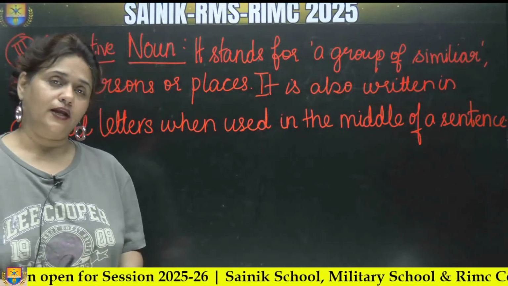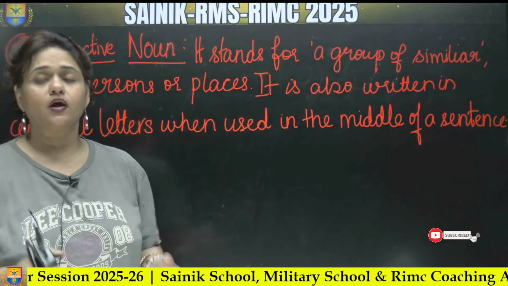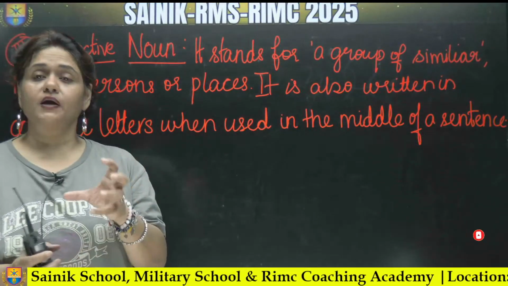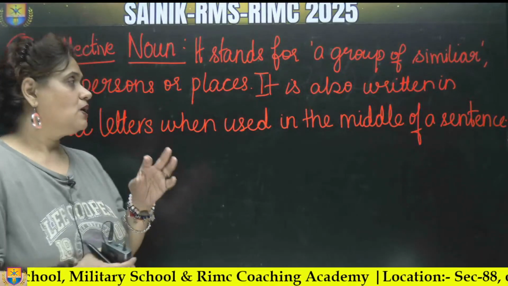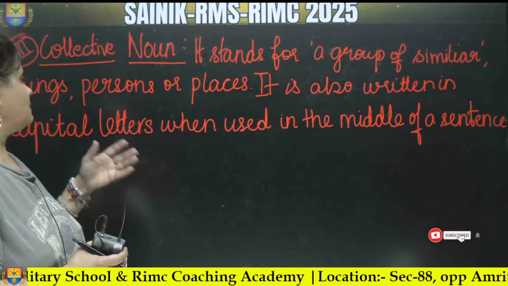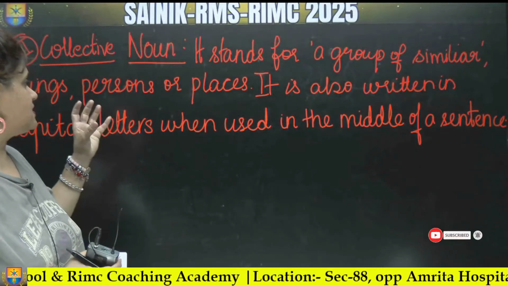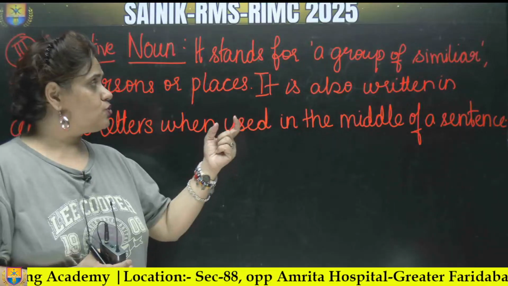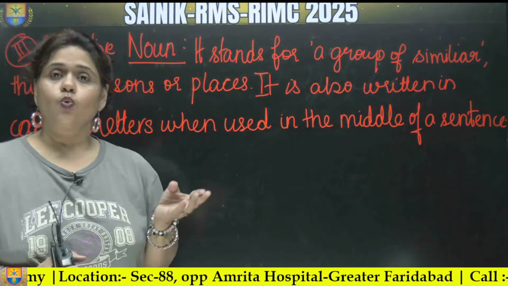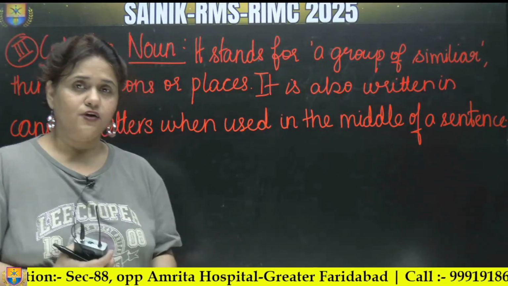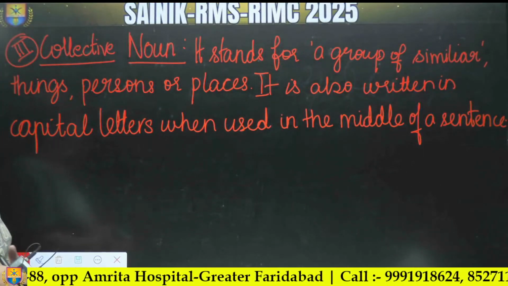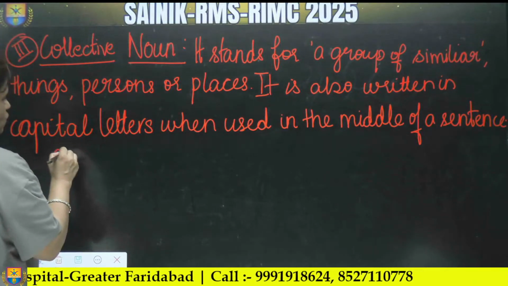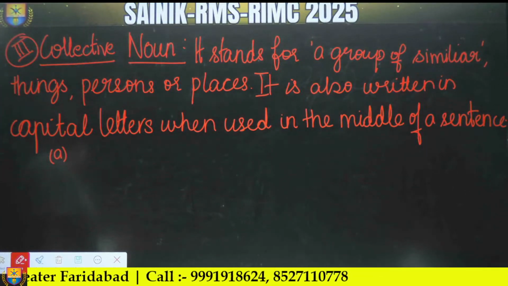What is the meaning of collective nouns? Collective noun stands for a group of, किसी का भी group बना हो, any kind of group, but वो similar होना चाहिए. They should be same. They should be same in which form? They can be same in form of things, persons or places. It is also written in capital letters when it is used in the middle of a sentence. So very clearly they have mentioned the definition of collective noun. Let us go for some examples.